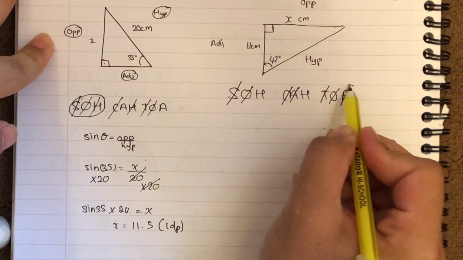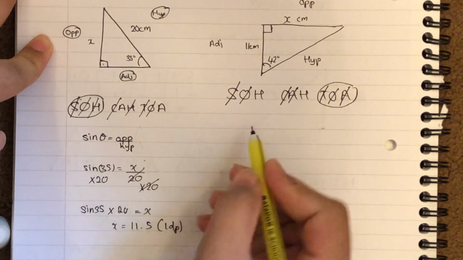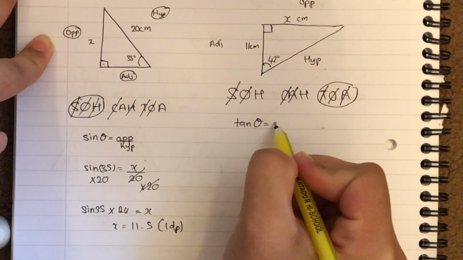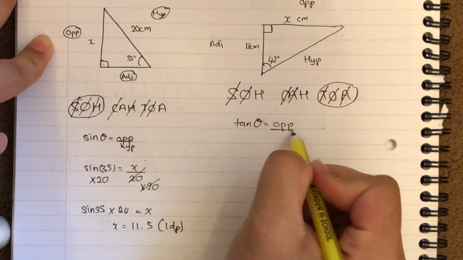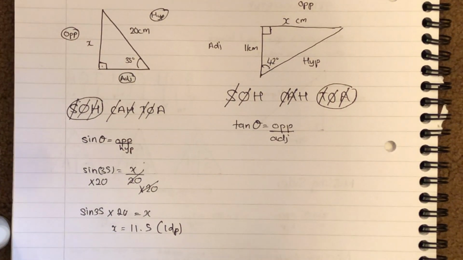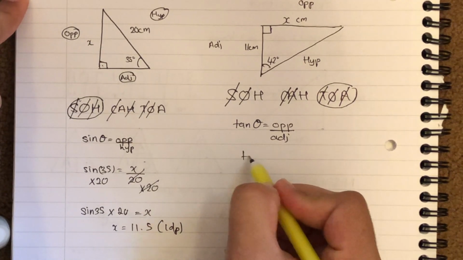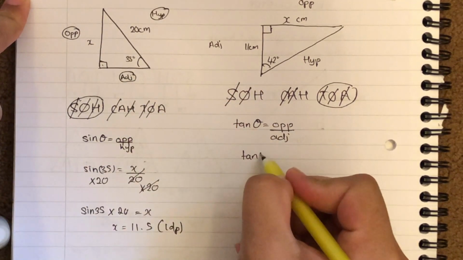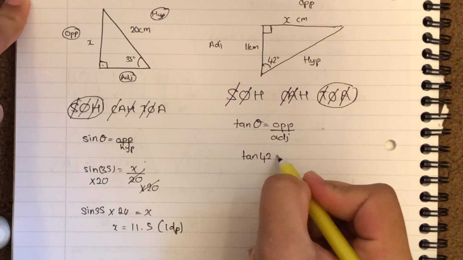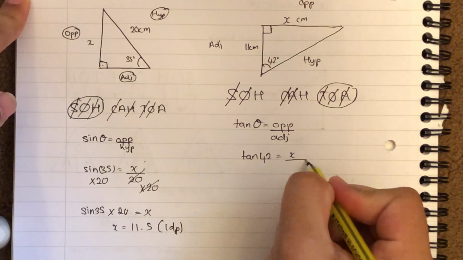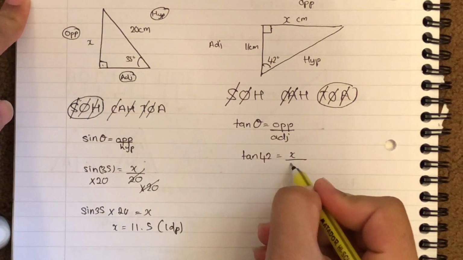I know it's TOA. What does TOA stand for? It stands for tan theta is equal to opposite over adjacent. Now remember, always write down the formula just in case. Now let's fill in the formula. Tan, my theta, my angle given is 42 degrees. So tan 42 is equal to, opposite is x, so x divided by my adjacent, which is 11.